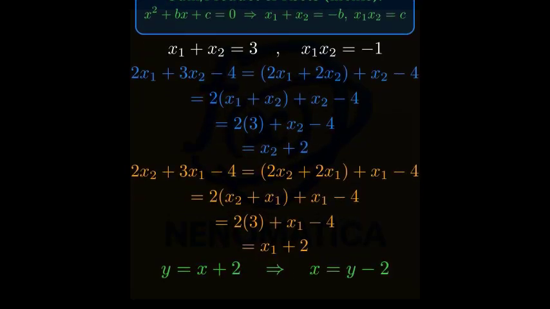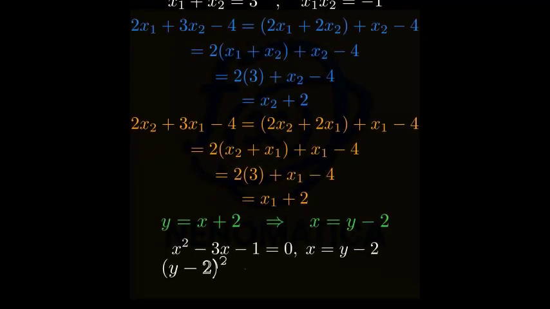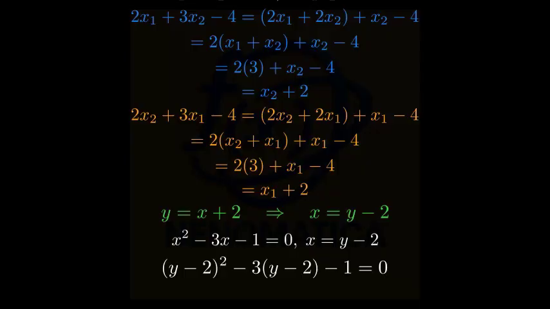So let y equal x plus 2, which means x equals y minus 2. Substitute x equals y minus 2 into the original equation, and expand exactly step by step. Start with x² − 3x − 1 = 0, with x = y − 2. We get (y − 2)² − 3(y − 2) − 1 = 0.